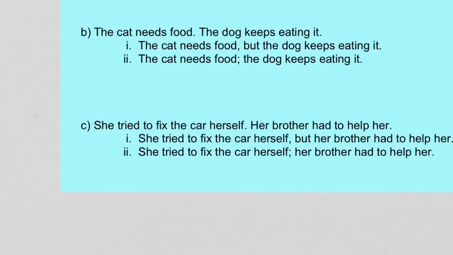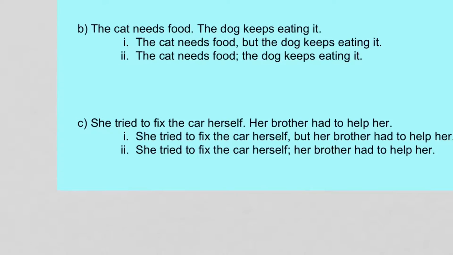Example B: one sentence, the cat needs food. Next sentence, the dog keeps eating it. We could put that together with comma but: the cat needs food, comma, but the dog keeps eating it. Or we could put a semicolon in instead of that comma but. We could say, the cat needs food, semicolon, the dog keeps eating it. The cat needs food, the dog keeps eating it.